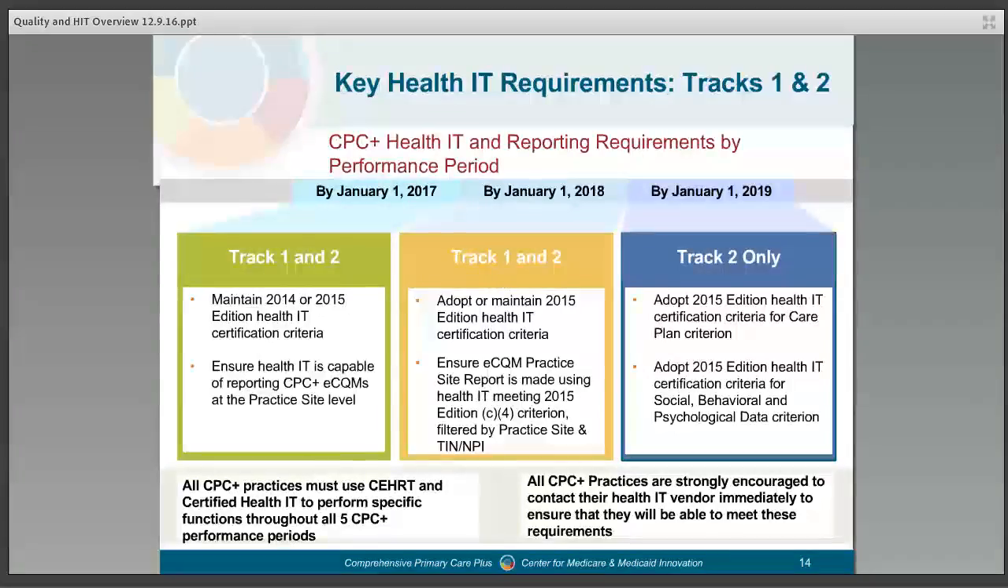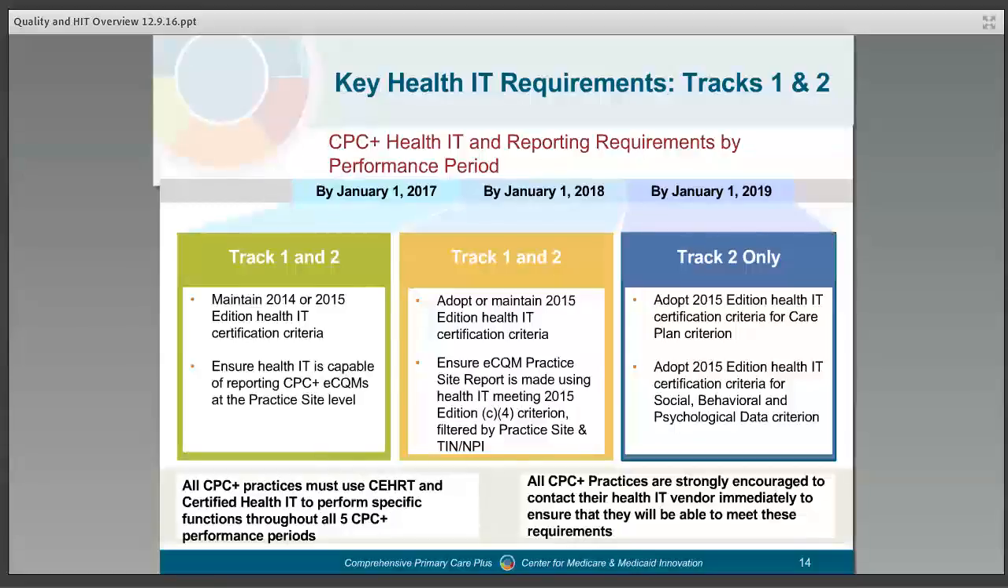eCQMs. Great, and so I'm jumping in here to talk about the health IT requirements as they relate to eCQM reporting. We have different requirements for both tracks 1 and 2, but all practices must use certified EHR technology and, in some cases, certified health IT to perform these specific functions around eCQM reporting throughout all of the 5 CPC Plus performance periods of the 5 years. We strongly, strongly recommend that you contact your health IT vendor or your EHR vendor now to ensure that they will be able to meet these requirements, which are detailed in the RFA and on our website.